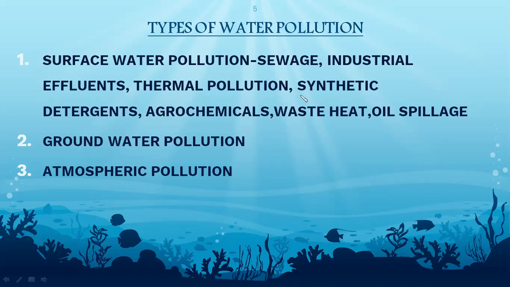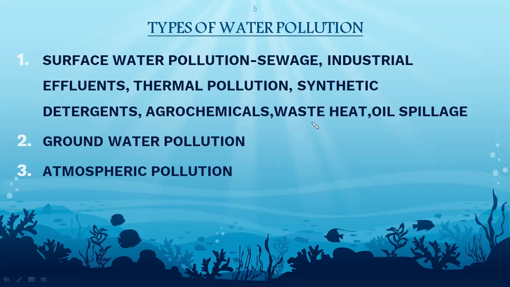Synthetic detergents means the different kinds of detergent powders or washing soaps, bathing soaps, etc., which are used in washing and cleaning and which produce foam and pollute the water. Agrochemicals include different fertilizers, pesticides, and such other materials which are used for agricultural purposes and which contain components like ammonia, phosphorus, nitrates, etc., which are harmful to the environment.